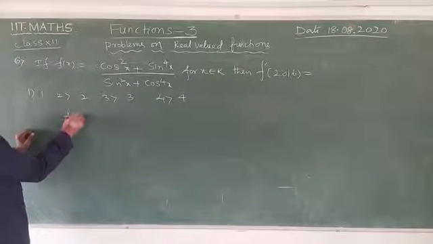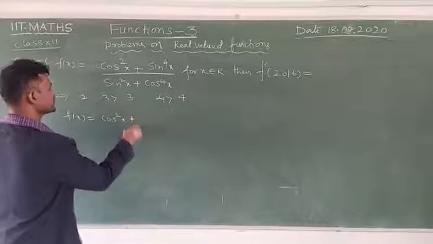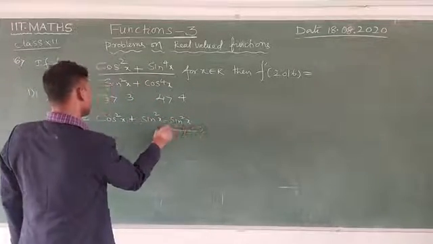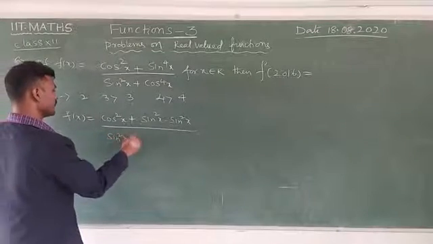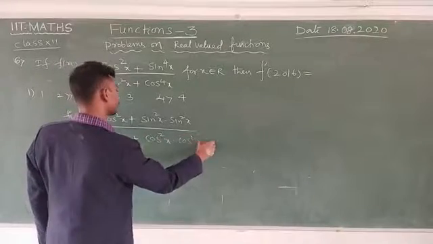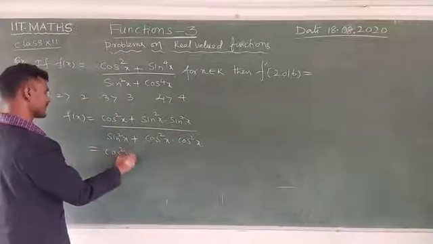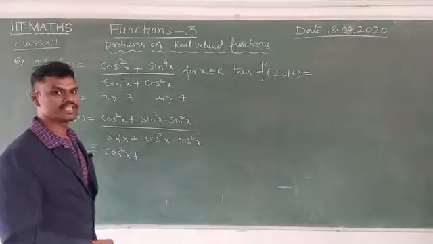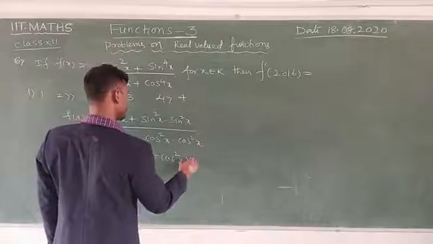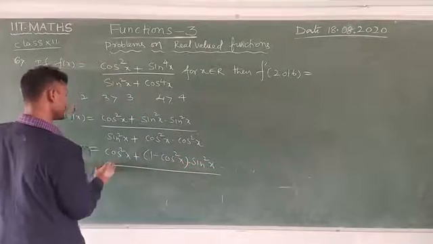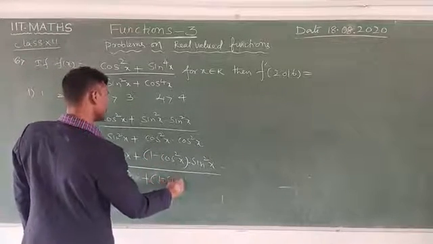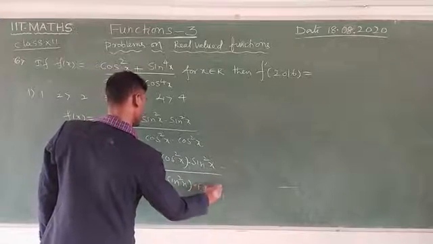Now see here, f of x is equal to cos square x plus here sin power 4x. I will write sin square x into sin square x upon sin square x plus here cos power 4x is written as cos square x into cos square x. Now this is rewritten as cos square x plus here use identity sin square plus cos square is equal to 1, then sin square is equal to 1 minus cos square x into sin square x upon sin square x plus here cos square, instead of that you can write 1 minus sin square x into cos square x.